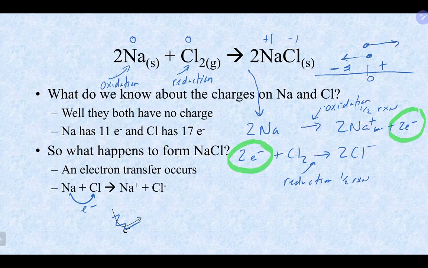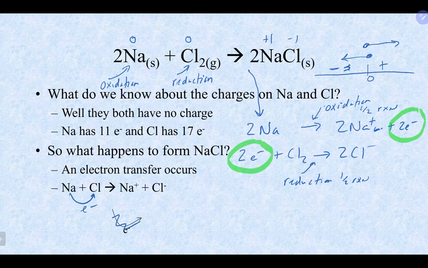There are two chlorines, right? And each chlorine is gaining an electron. So again, that's why there are two electrons. So when you write these half reactions, or if you see these half reactions, they always should have the same number of electrons in each one before you add them back together.